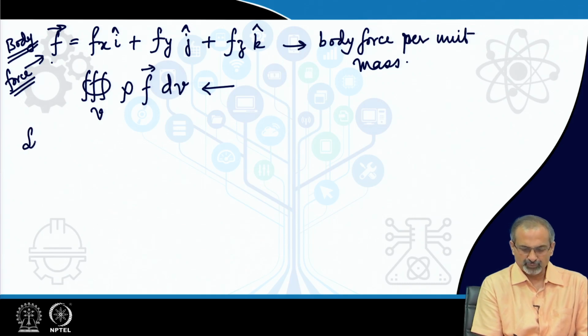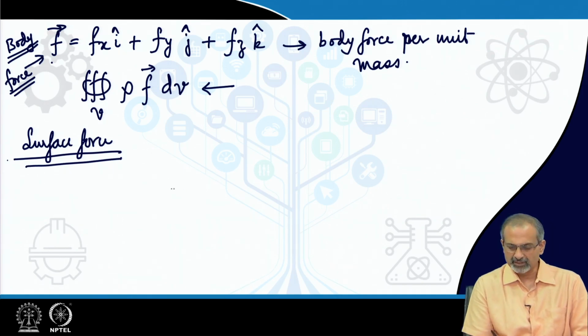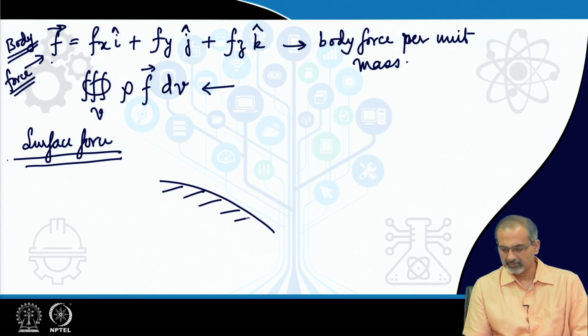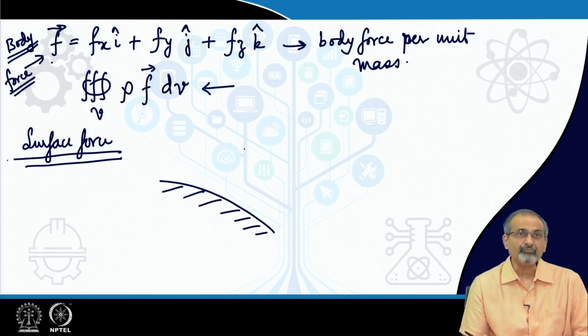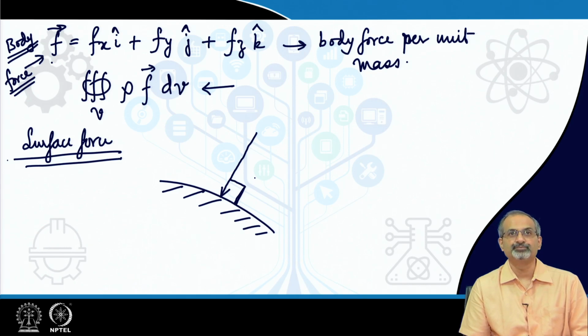Coming to surface force, we will look at the influence of pressure first. So, let us say this shows a part of the control surface, and remember that pressure always acts into the control surface from outside. So, it acts normal and pointing into the control volume.